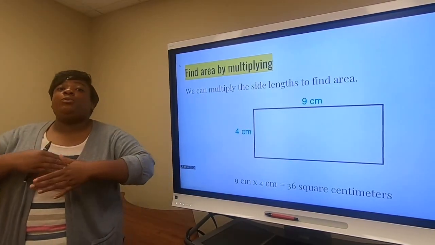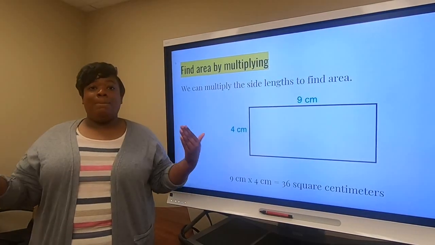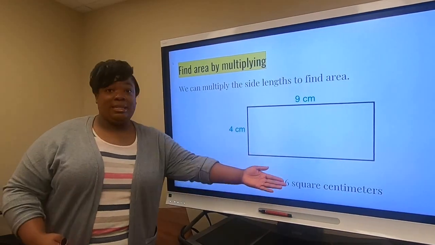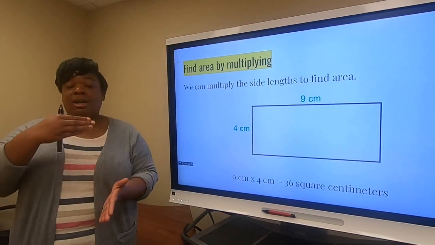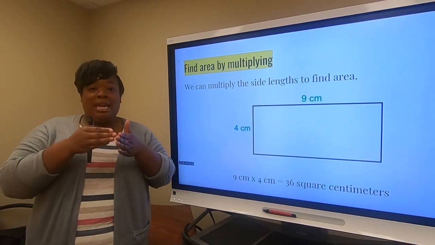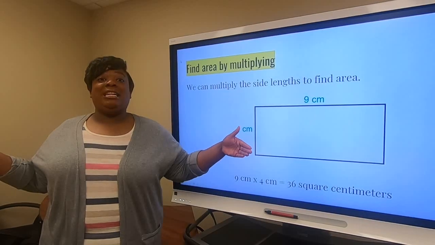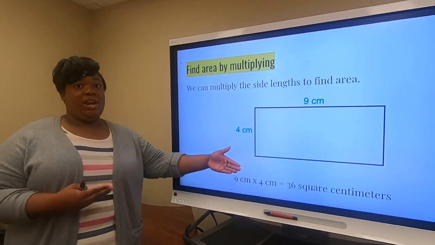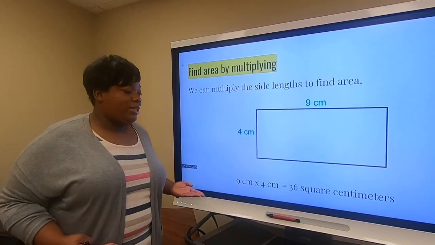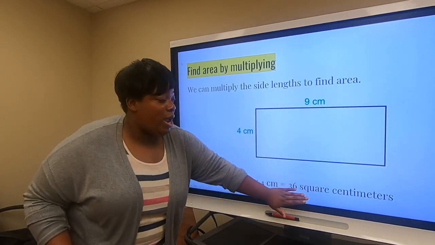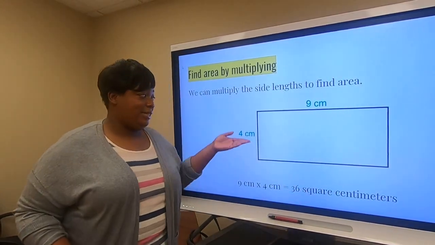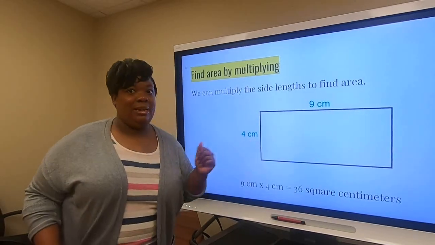When we're talking about units, we're talking about any unit of measurement, okay? It can be centimeters, inches, kilometers, yards. Anything that you can use to measure distance, we can use to measure area, okay? So whatever that unit is, we say square that, okay? So here it is centimeters, so it's square centimeters, all right?